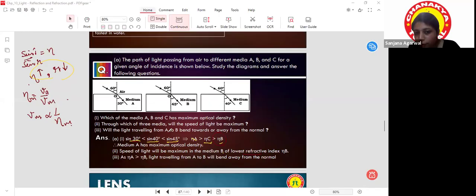Will the light traveling from A to B bend towards or away from the normal? A to B. See the relation between A and B. A is denser than B. So if light passes from A to B, that is denser to rarer, that means it will bend away from the normal.